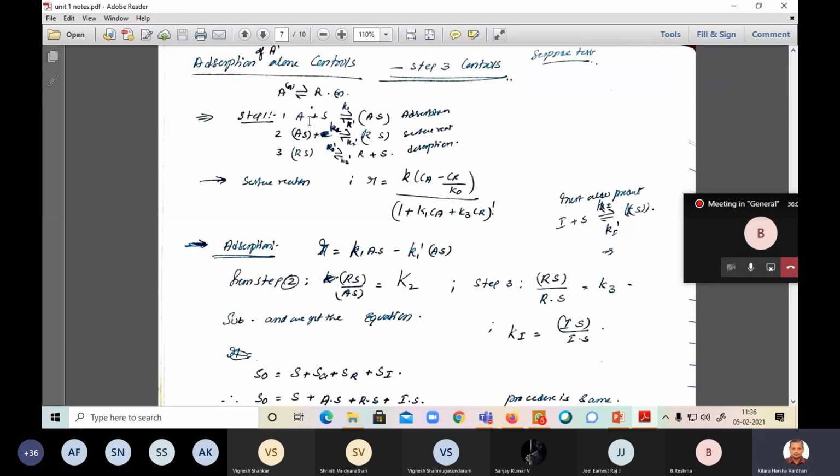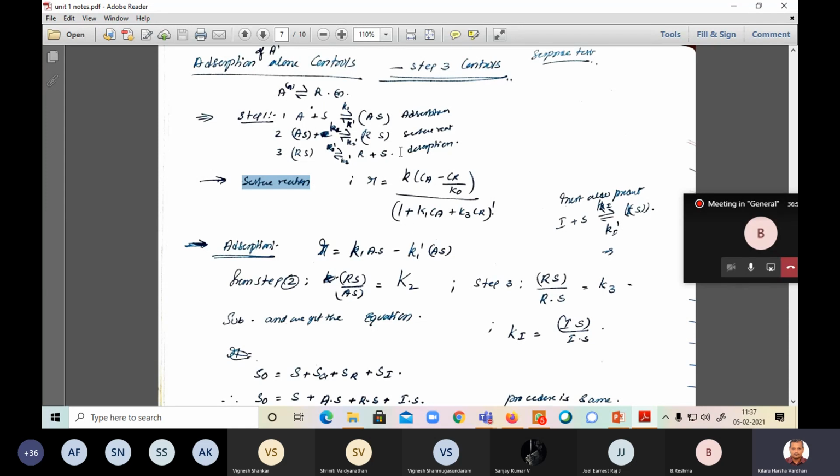Now, if for this reaction the surface reaction is controlling, then straight away I can write minus r_A equals K into Ca minus Cr divided by K naught, the equilibrium constant, divided by 1 plus K1 Ca plus K3 Cr, whole power only one, because only one reactant is there. Understand? Like this, for any number of reactions you can write the generalized form.